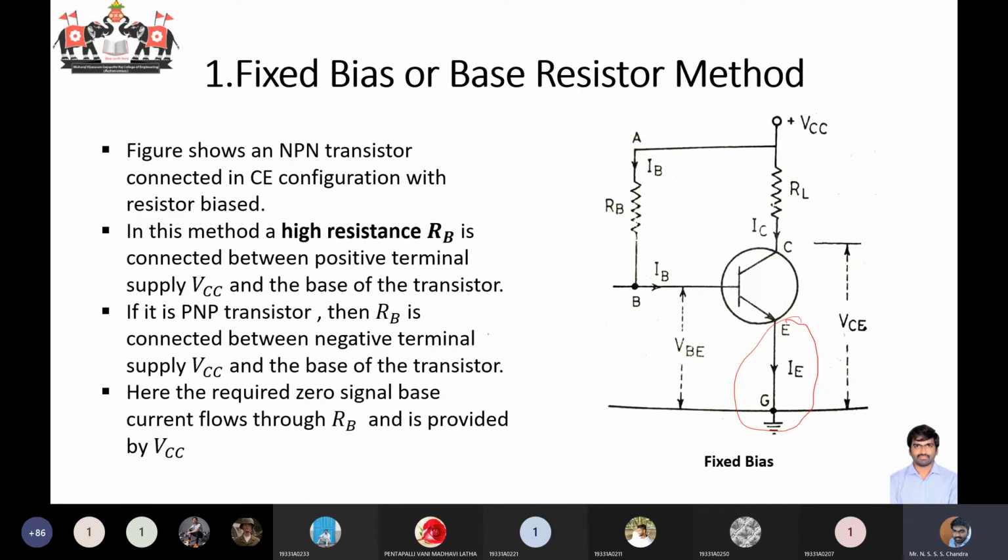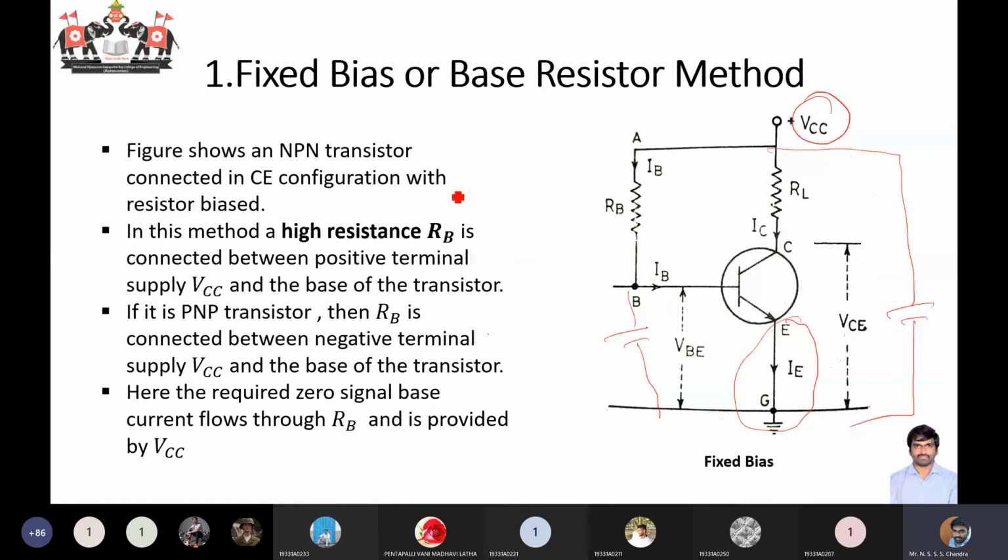In case you have to apply an AC input signal, we apply it between the base and emitter, and we take the output between the collector and emitter. In the earlier case we used to give a voltage source directly between the base and emitter, and another between the collector and emitter. But now we are not doing that. We are giving only one voltage source, that is VCC, as the single supply for the entire transistor.